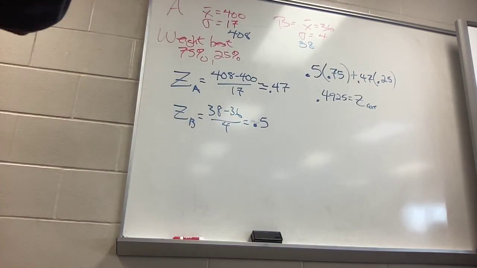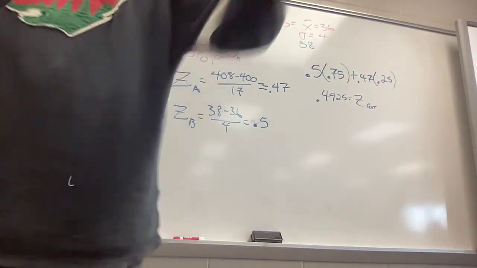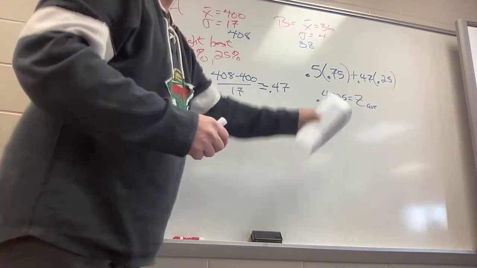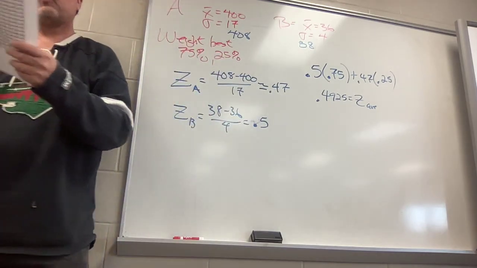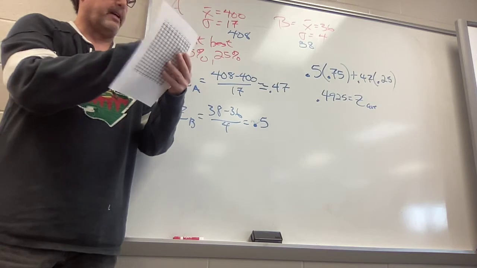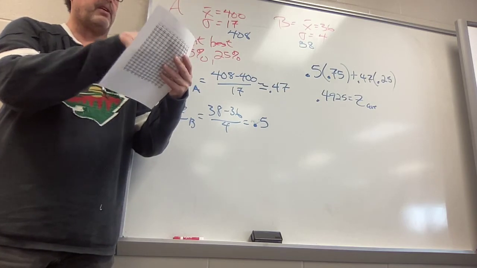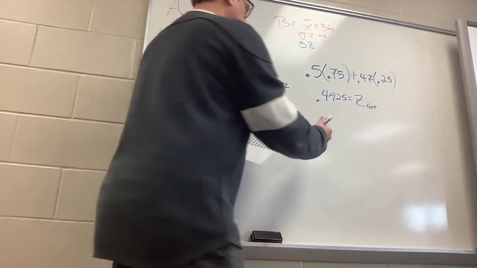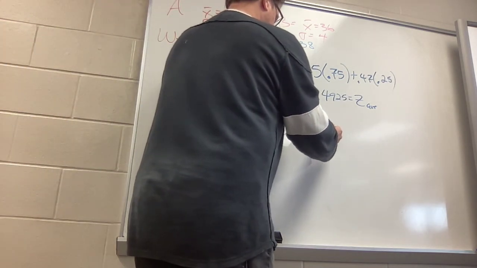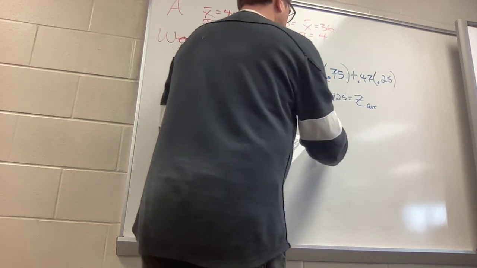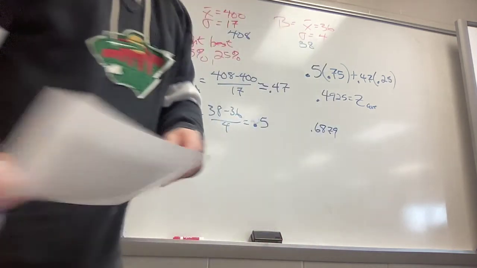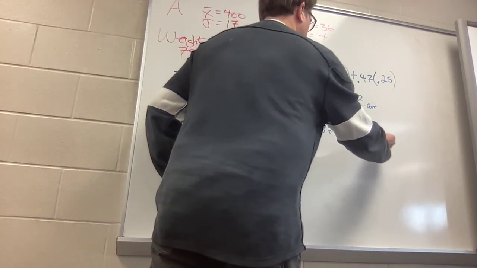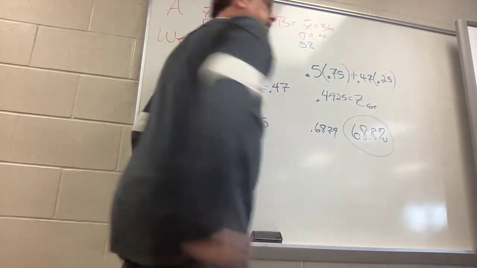The people you're applying to the job would like you to give the answer in percentile. So we're looking for the closest to 0.4925. And I guess 0.49 is what we can do. That's our best. 0.49 is 0.6879. If I'd say to the nearest tenth of a percentile, you're at the 68.8 percentile.